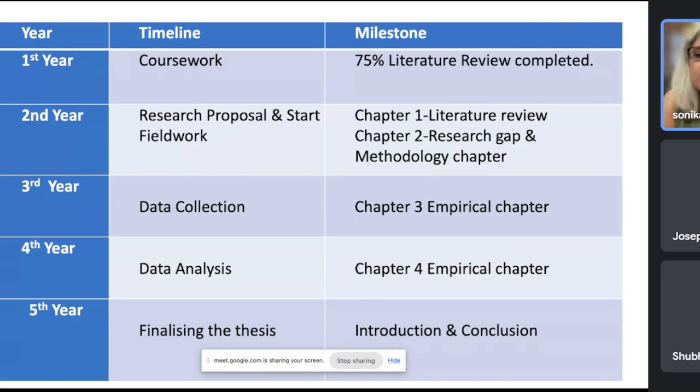Okay, so by the end of second year, there should be on your computer 2 sizable chapter drafts. Chapter 1, literature review. Chapter 2, what is the research gap and how you're going to do it. These are the 2 things you anyway have to present in your research proposal. So your research proposal actually becomes your chapter 2.